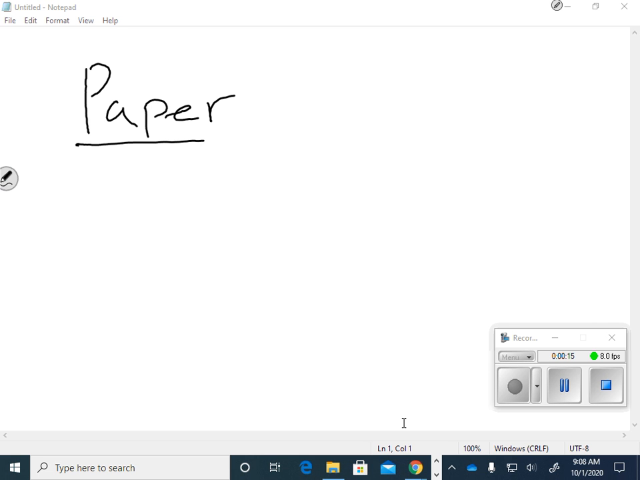Okay, so we're going to talk about the physical and chemical properties of paper. We're going to start with physical properties. So physical properties are things we can observe about paper without changing it into something else. So, what are some physical properties of paper? Okay, Zoe? It's thin.